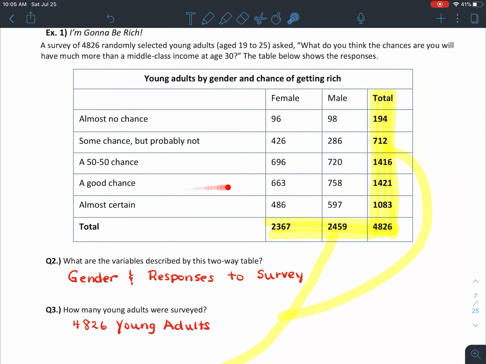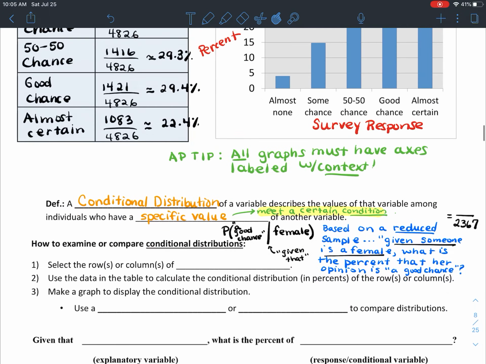Well, let's look back. How many of just the females answered a good chance? 663 of them answered a good chance. So that's my numerator. And then I would divide those two to get the percent. Okay, that is what we mean by a conditional distribution.